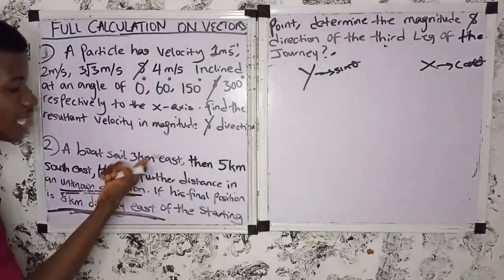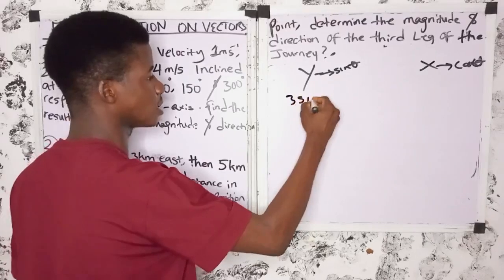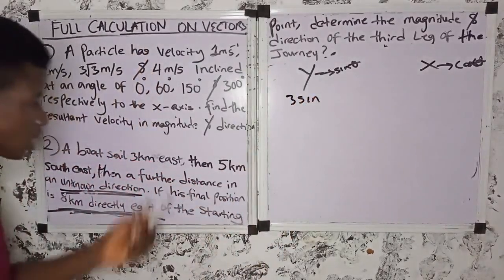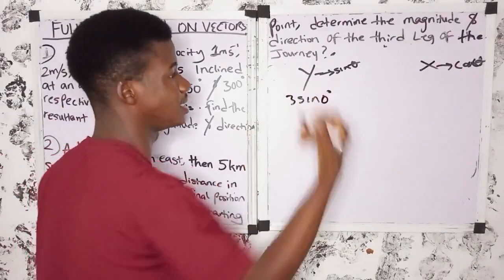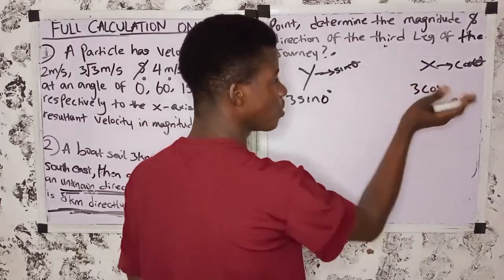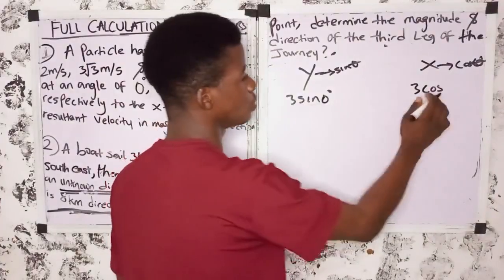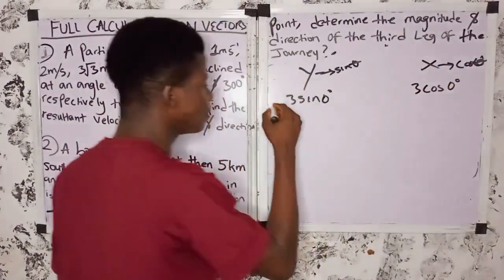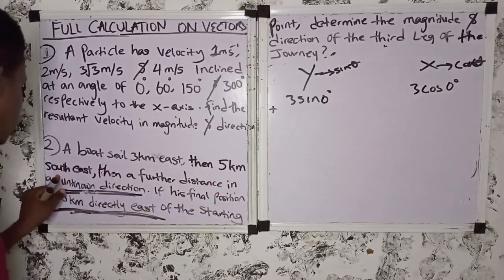Now, 3 kilometer east. So if you have it like this, it will be 3 sine. Now east is what? It's 360 degree or 0 degree. Let me use 0 degrees. It's the same thing. Then we'll go here, we'll put 3 cos. We will put the same thing here, but the angle will be different. Here will be sine, here will be cos, then 0 degree, then plus 5 kilometer southeast.